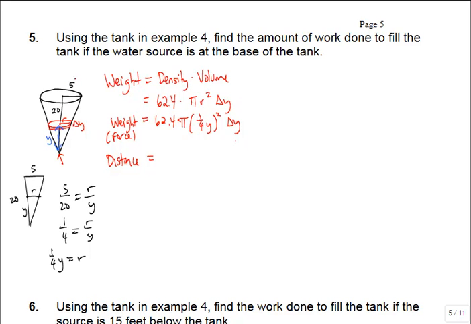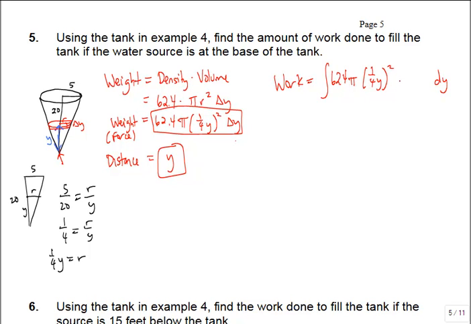We're no longer pumping it out over the edge. We're going from the bottom up, which is exactly how I define my y. So the distance that this red slab moves, since it's starting from the bottom and filling up, is just y. So my work integral is going to be all of this force, 62.4 pi times (1/4 y) quantity squared, the delta y becomes my dy, times my distance, force times distance.